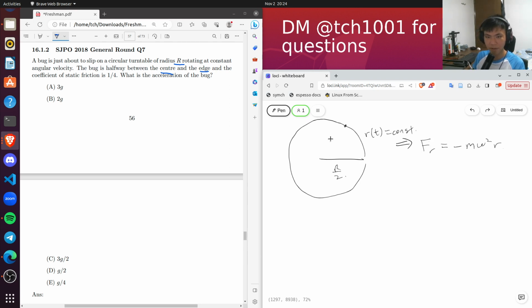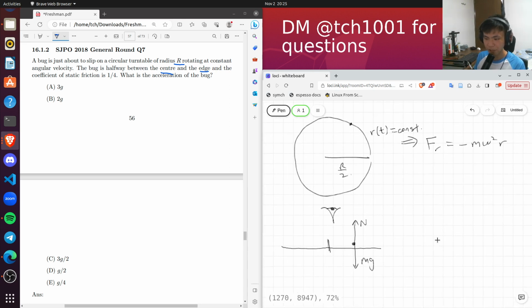Right? In this case, there are three forces acting on the bug. If we look at it from the side view like this, then the bug is somewhere like this. So this is the origin, and the bug is at radius r/2, and the bug has three forces acting on it: gravitational force, normal contact force, and frictional force. Remember, friction will adjust its value to whatever it needs to be.